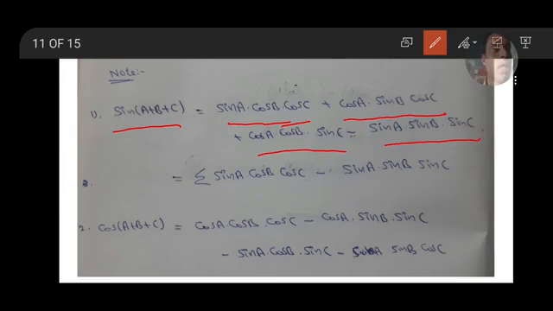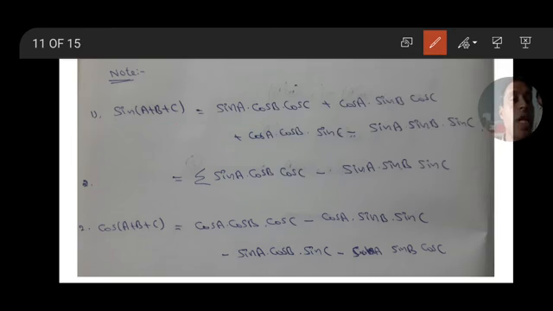It is the formula. Sine of a plus b plus c equals sine a... First term is sine, remaining 2 are cos. Second is sine, remaining 2 are cos. Third one is sine, remaining 2 are cos, minus sine a sine b sine c. So you have to remember that. And it can be written as sigma sine a cos b cos c minus sine a sine b sine c.